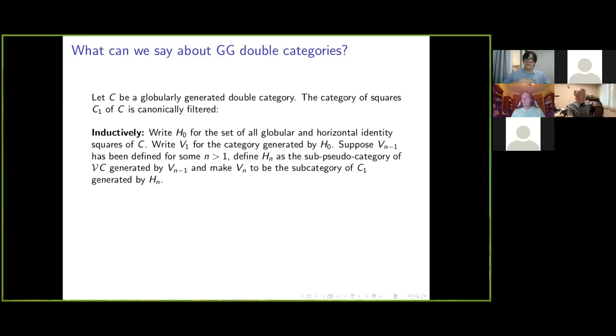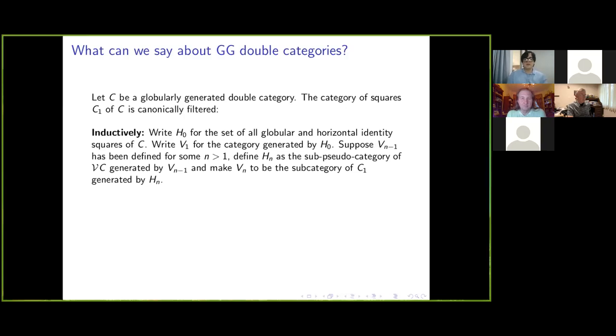Suppose we have defined V1, V2 to Vn minus 1. Now we need to define Vn. So we first start with an auxiliary set or pseudo category. We define Hn to be all the horizontal compositions of elements of squares in Vn minus 1. And then we make Vn to be the category of vertical compositions of squares in Hn.